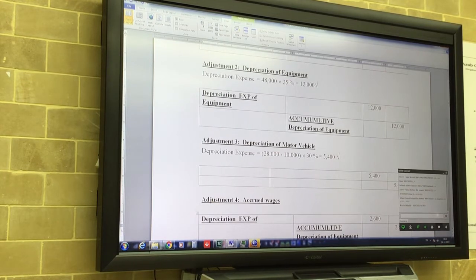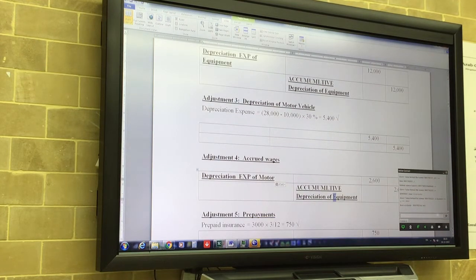So here you will write depreciation expense for motor vehicle, for motors, and here cumulative depreciation of motor.